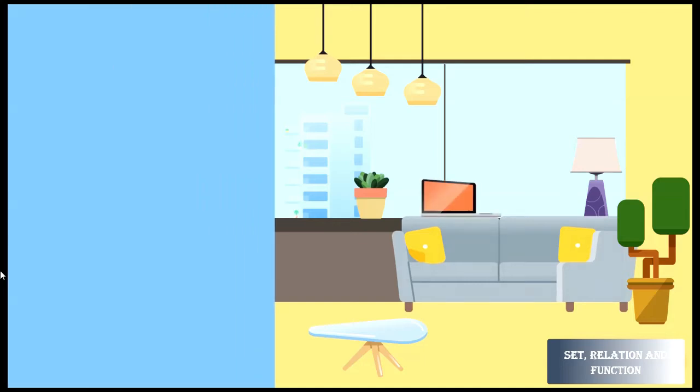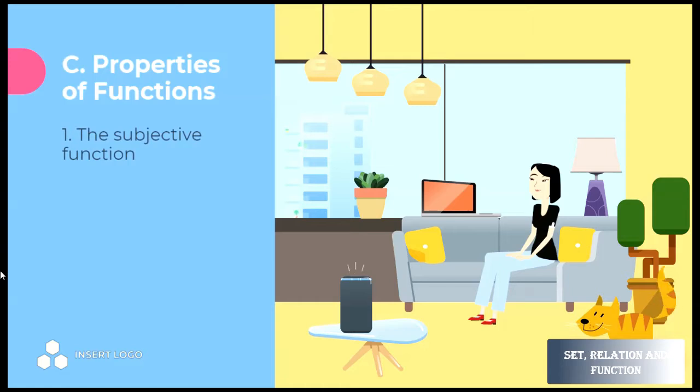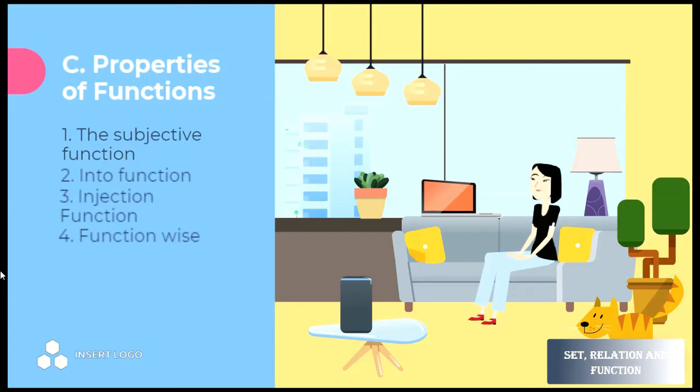Now we will talk about properties of function. The first one, the surjective function. The second one, the into function. The third one, the injective function. And the last one, the bijective function.